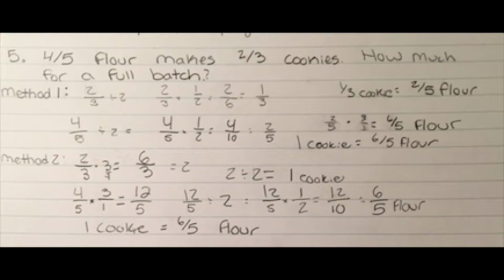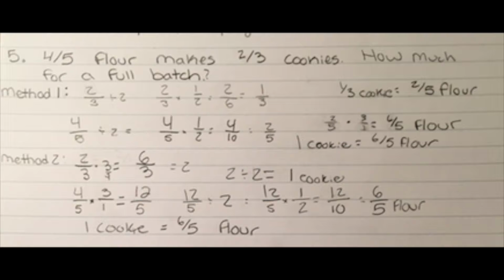So then I multiplied 2/5 times 3, so that's 2 over 5 times 3 over 1, and I got 6/5. So that told me, and if I multiplied 1/3 by 3, then I'd get 1. So for 1 batch of cookies, you need 6/5 flour. For the next method, I thought, well, maybe if I just make the 2/3 an easier number, I can solve it that way as well.